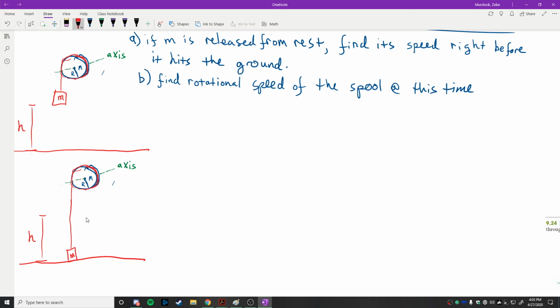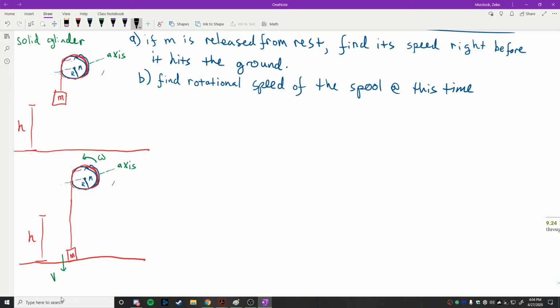And at this time, this whole system is going to be rotating with a rotational speed that I'm going to call omega, and the mass is going to be moving downwards with the speed that we're going to call v. Alright? If the mass is released from rest, find its speed right before it hits the ground. One other thing, I'm going to say that the pulley this is on is going to be a solid cylinder. Mass M, radius R. Alright? Release from rest, find its speed right before it hits the ground.